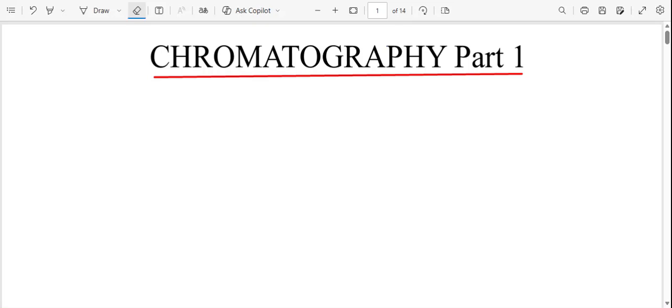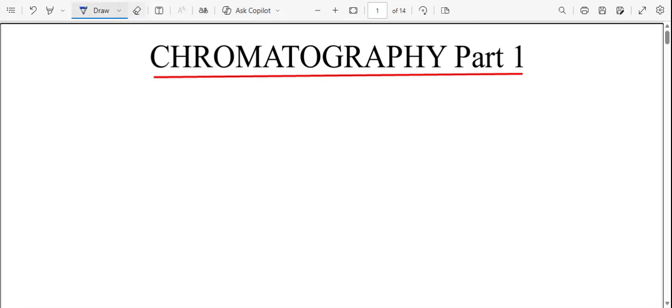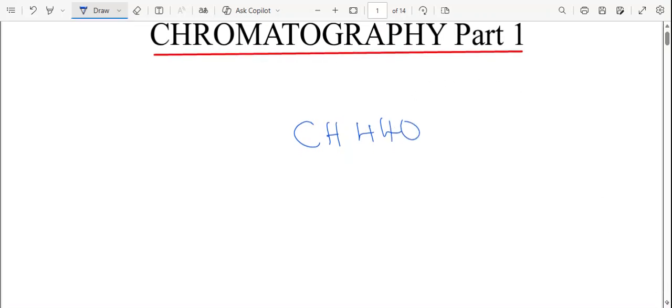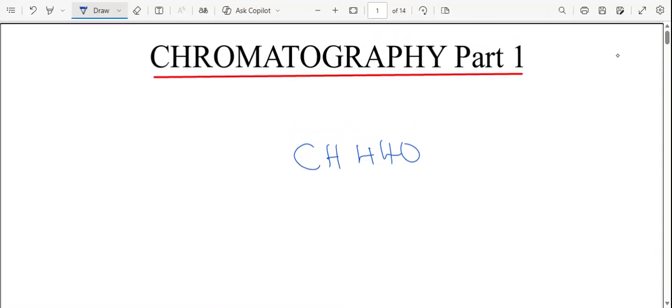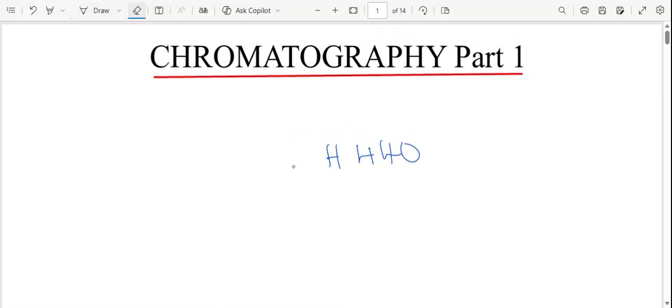Okay, so this is chromatography, CH. This is the course code for this. It's CH 440, Advanced Analytical Chemistry, and we'll be able to break one or two things down inside. All right, so that is it.